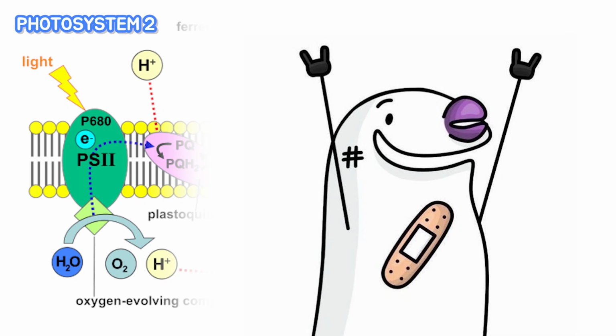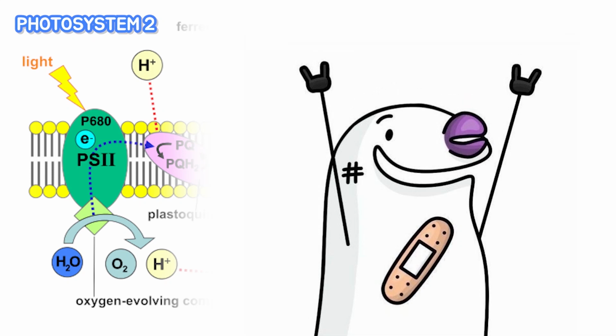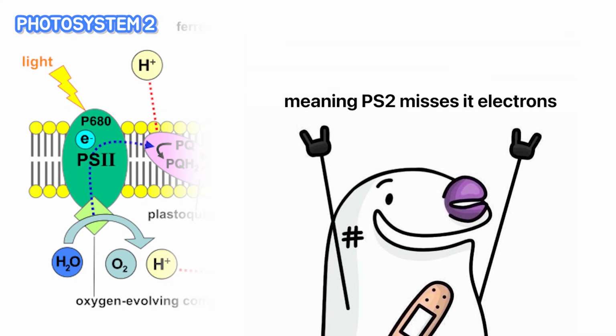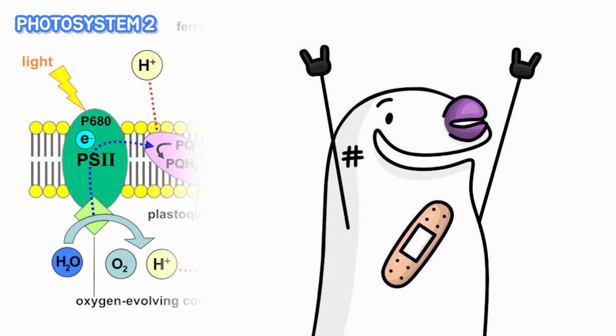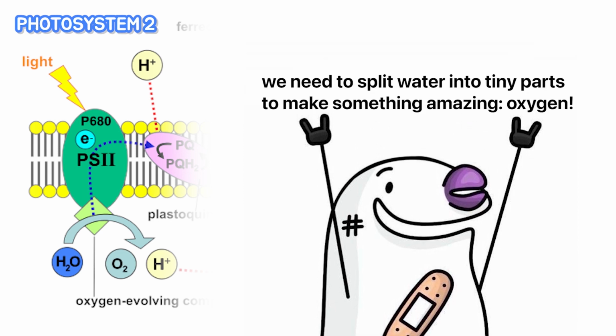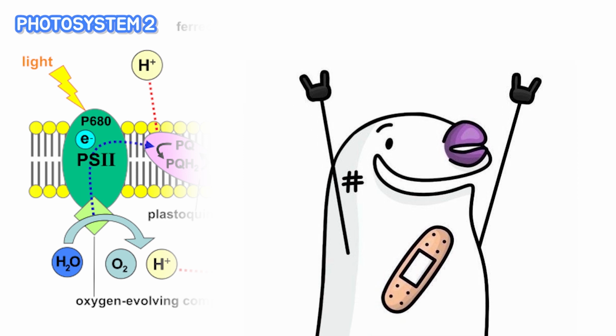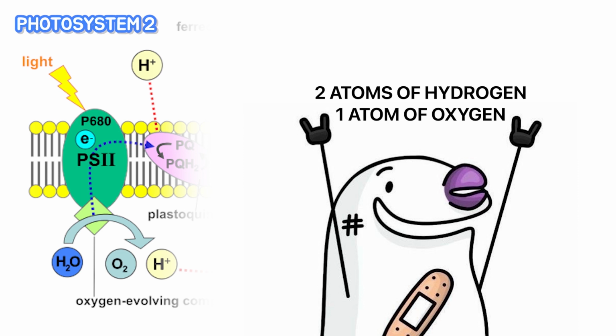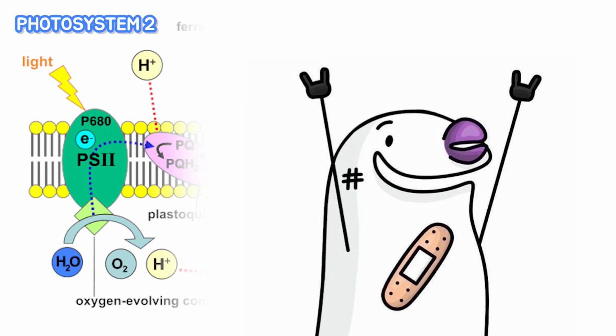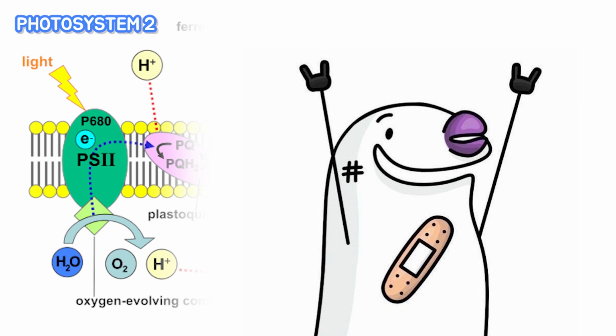Throughout the electron transport chain, the photosystem 2 misses electrons. So to make up for the missing electrons, we need to split water into tiny parts to make something amazing: oxygen. This is because water is made of 2 hydrogen and 1 oxygen atoms, and the thing keeping the hydrogen and the oxygen together is electron energy change, which is given to photosystem 2.